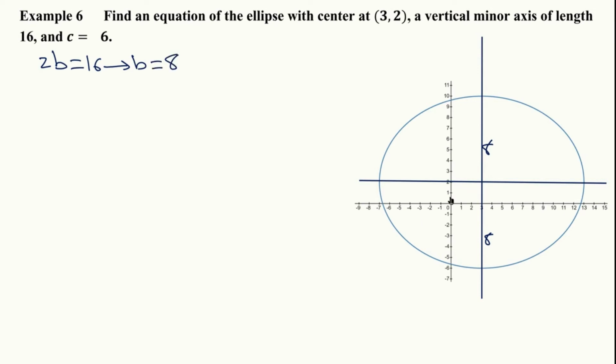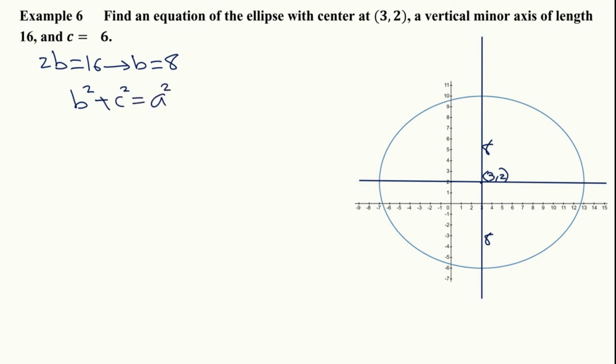Your best bet when doing these translated ones is go ahead and draw yourself a new pair of axes at the new center, and everything else will follow very easily from that. So notice that the new center is at 3, 2. So now we can find pretty much anything we need, right? We know that c is equal to 6. Let's go ahead and find a real quickly. We have b and we have c, so it should be easy to find a, right? Because we know that b squared plus c squared equals a squared.